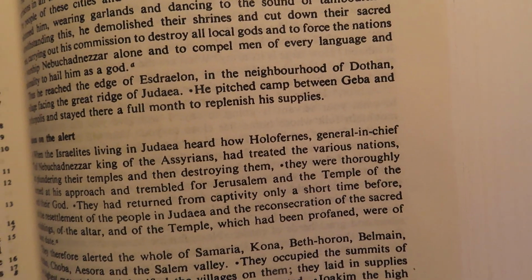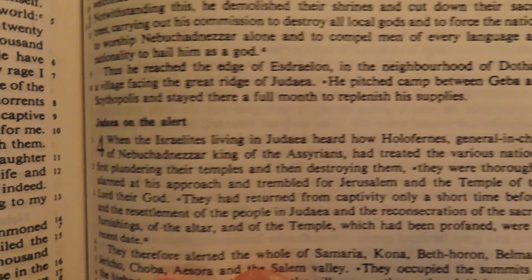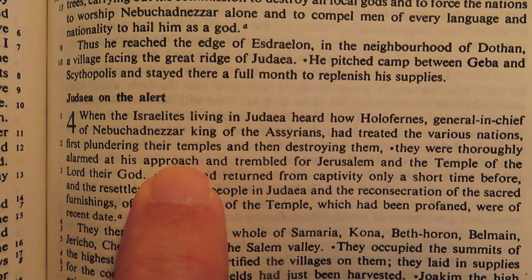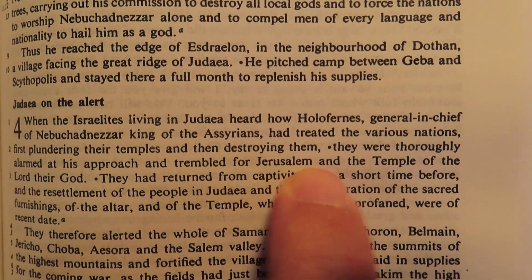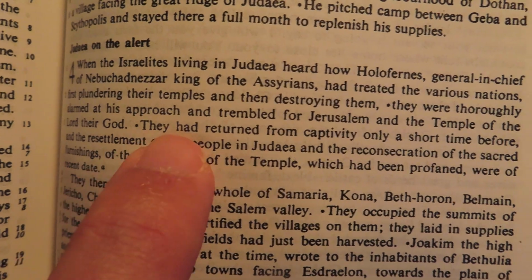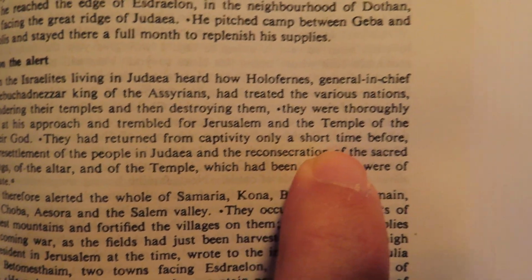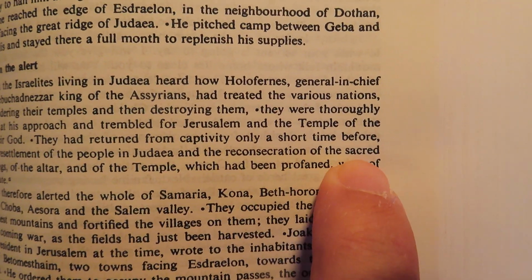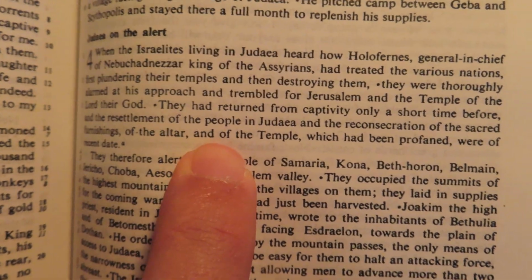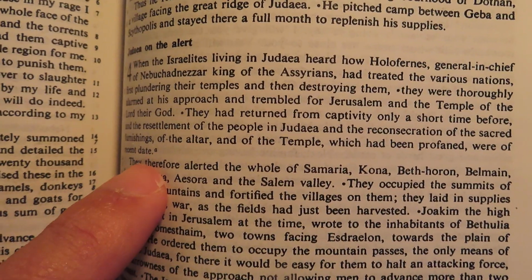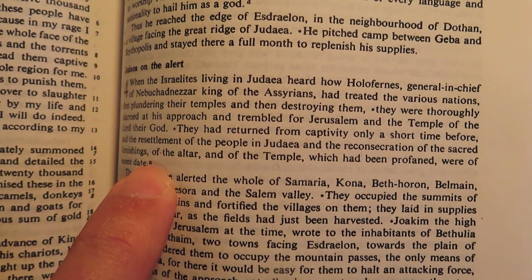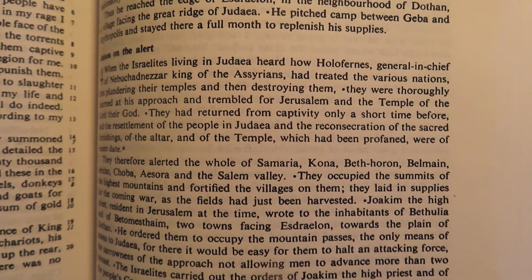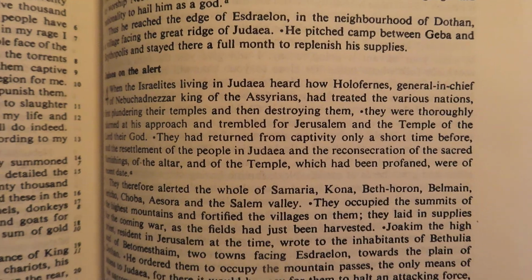But then we get a little bit of the history of Judea here in chapter 4: they were thoroughly alarmed at his approach and trembled for Jerusalem and the temple of the Lord their God. They had returned from captivity only a short time before, and the resettlement of the people in Judea and the reconsecration of the sacred furnishing of the altar and the temple, which had been profaned, were of recent date. So they had returned from captivity. Well, the Jews returned from the captivity in the period of the Persian Empire.